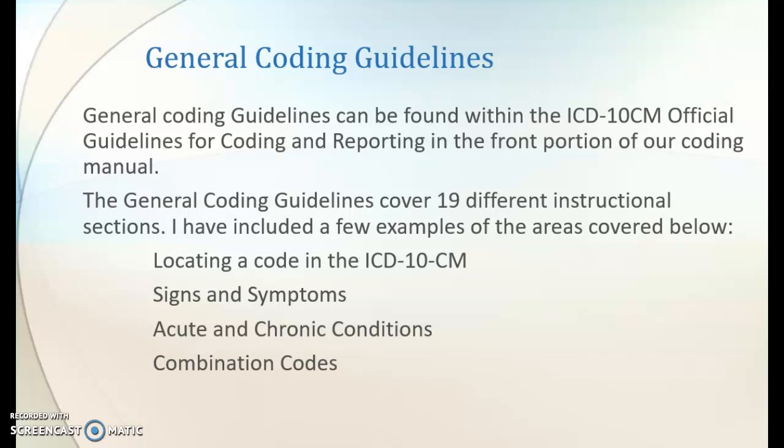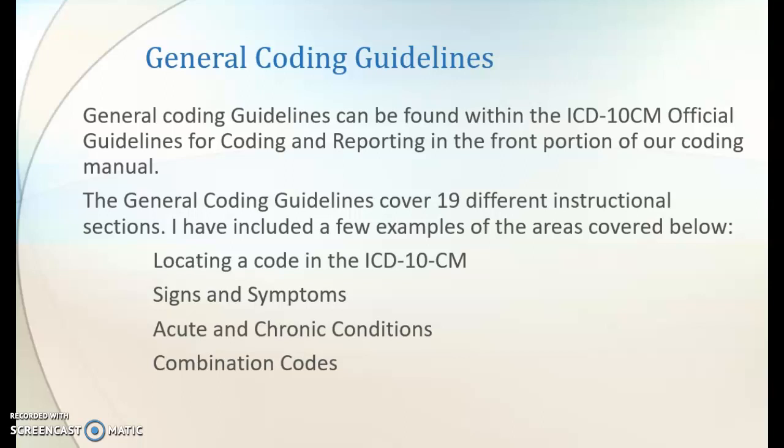The second example I chose is signs and symptoms. This section explains how signs and symptoms can be coded when a definitive diagnosis has not been confirmed in a doctor's office. The third example chosen is acute and chronic conditions.